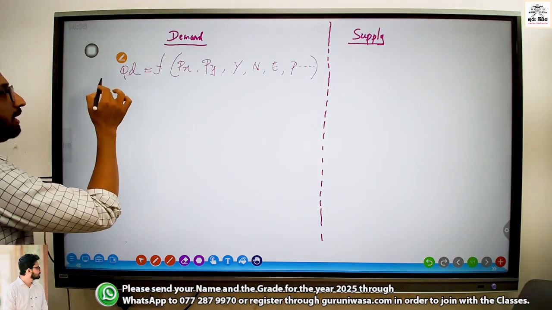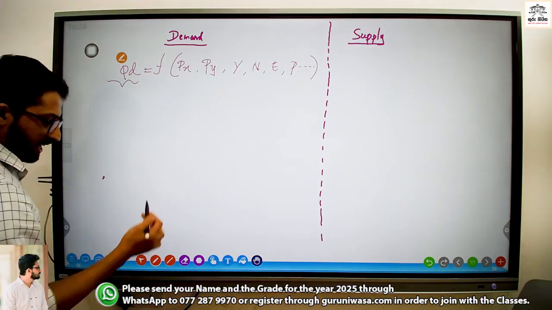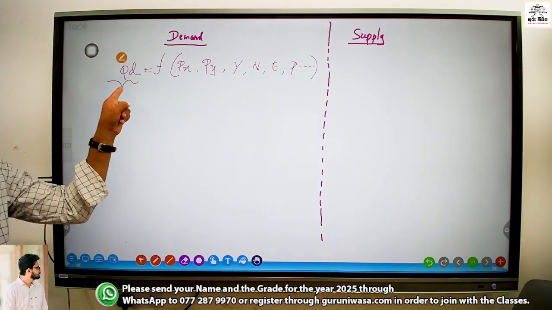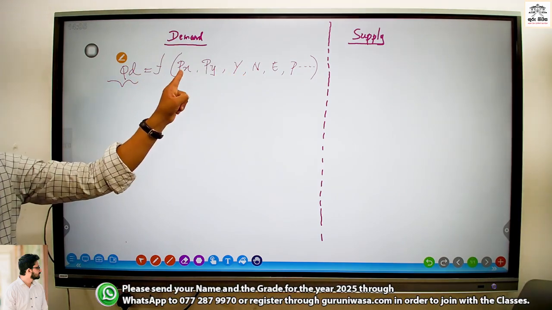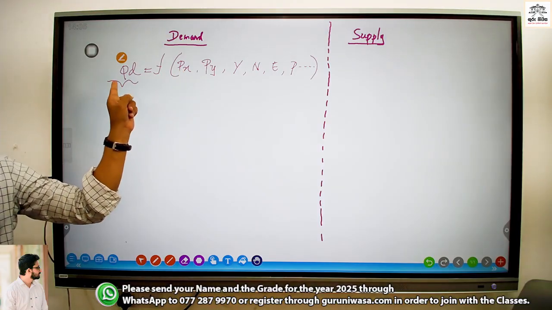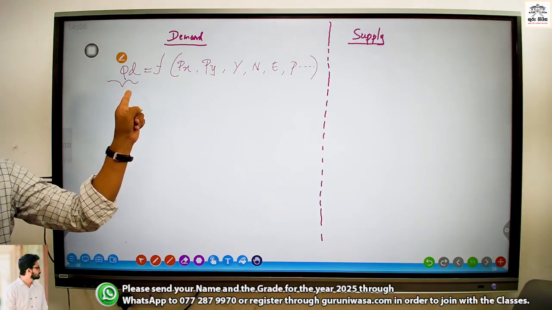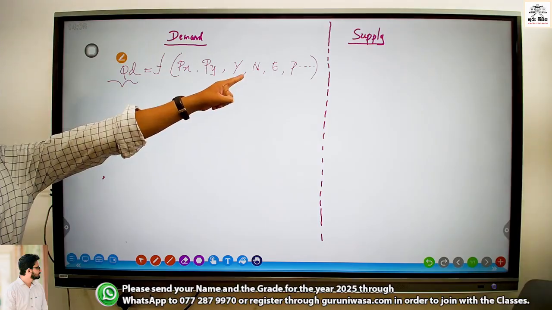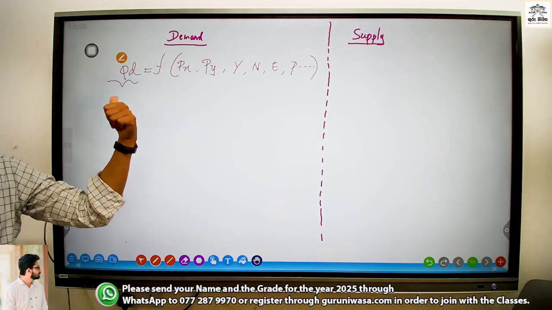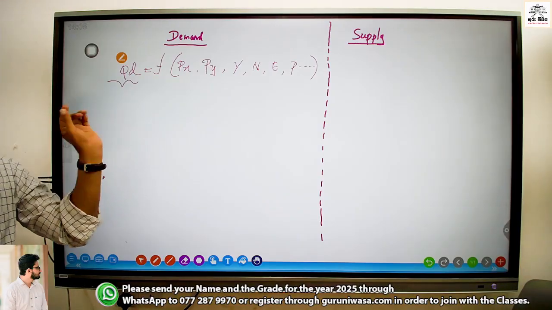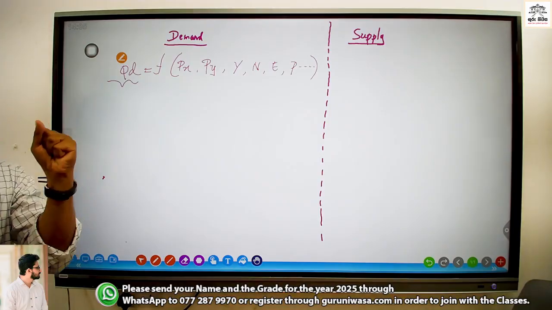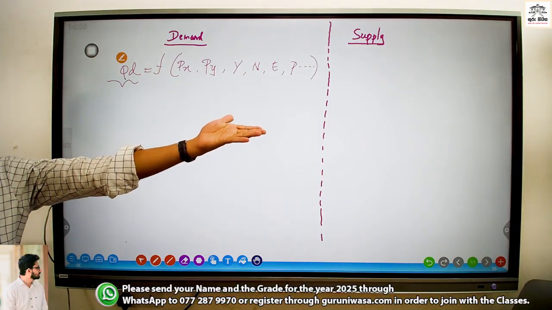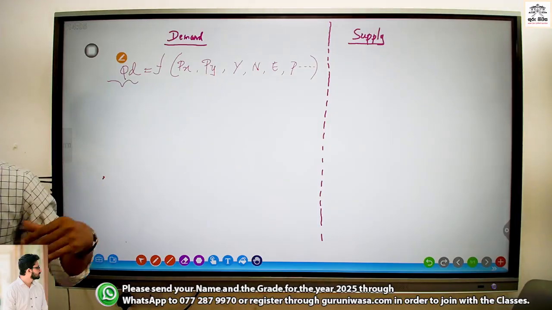Here, QD is a dependent variable. Why? QD is changed by determinants. For example, when the price of the product changes, what happens to QD? When the number of buyers changes, what happens to QD? QD does not have a backbone. QD is changed by other factors, meaning factors affecting demand.